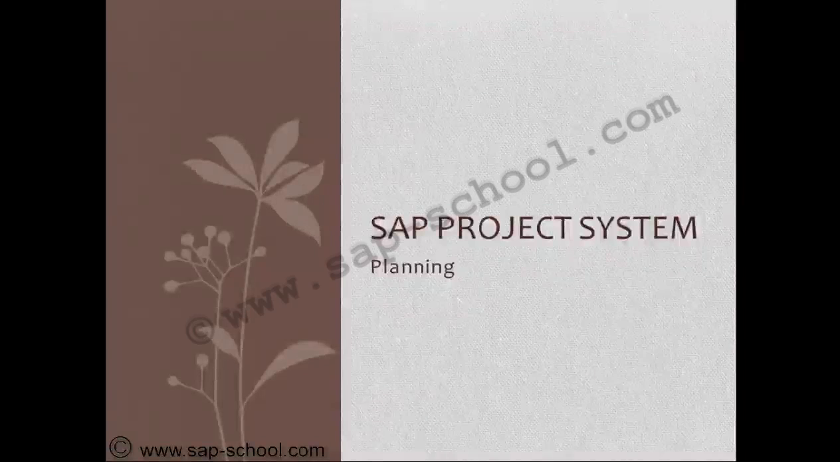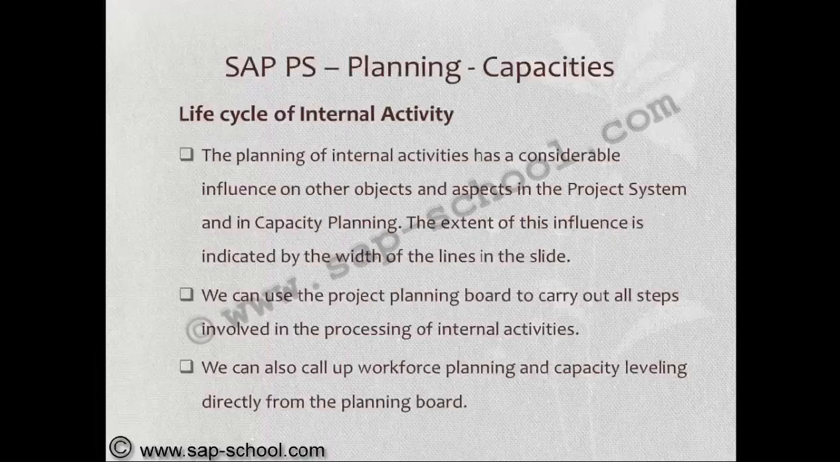In the planning phase, now we have seen the dates part, time scheduling. Now, after that, in the planning phase, the next one will consider the capacities, life cycle of internal activity. The planning of internal activities has a considerable influence on other objects and aspects in the project system and in capacity planning. The extent of this influence is indicated by the width of the lines in the slide.